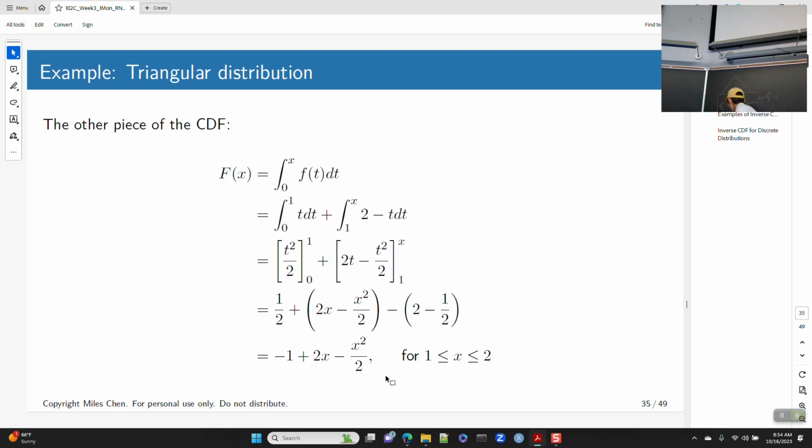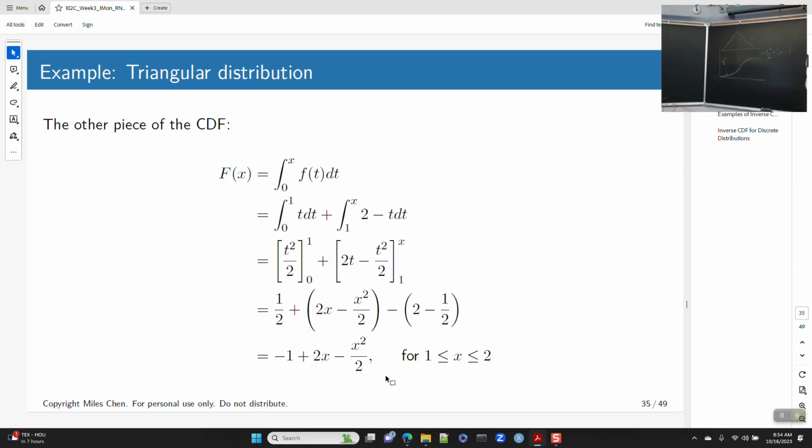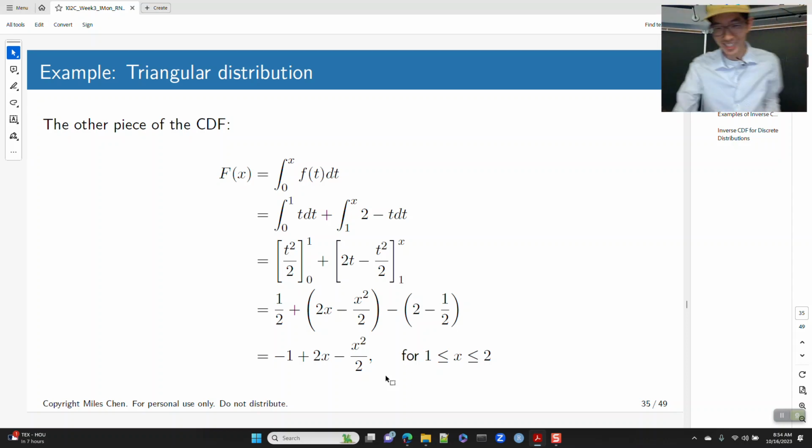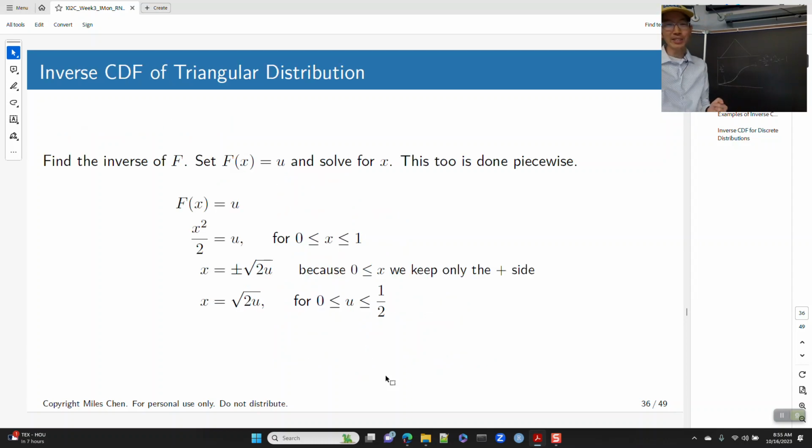Maybe I should rewrite it. Minus x squared plus 2x minus 1. It's kind of like our PDF like this. Right? So you have a parabola over there, if you can see that. All right. So that's the CDF.